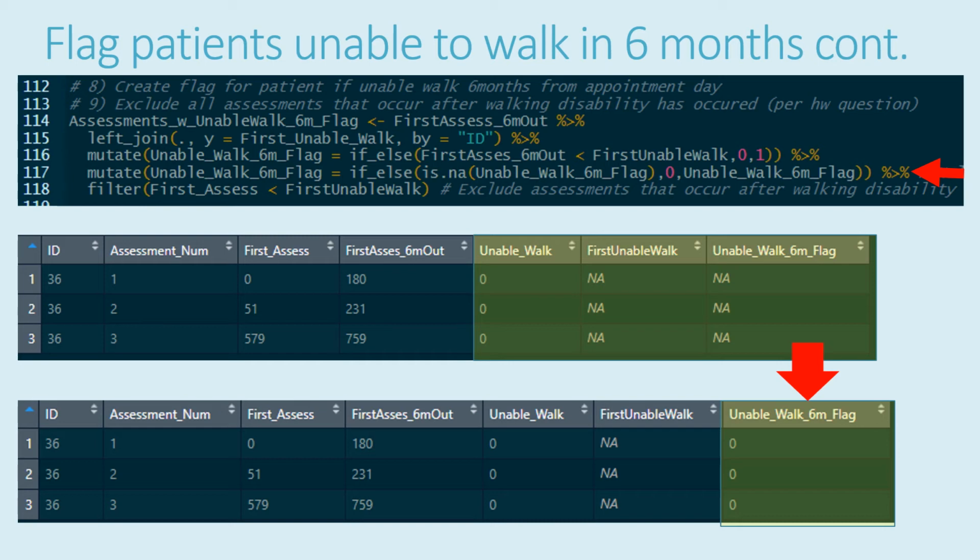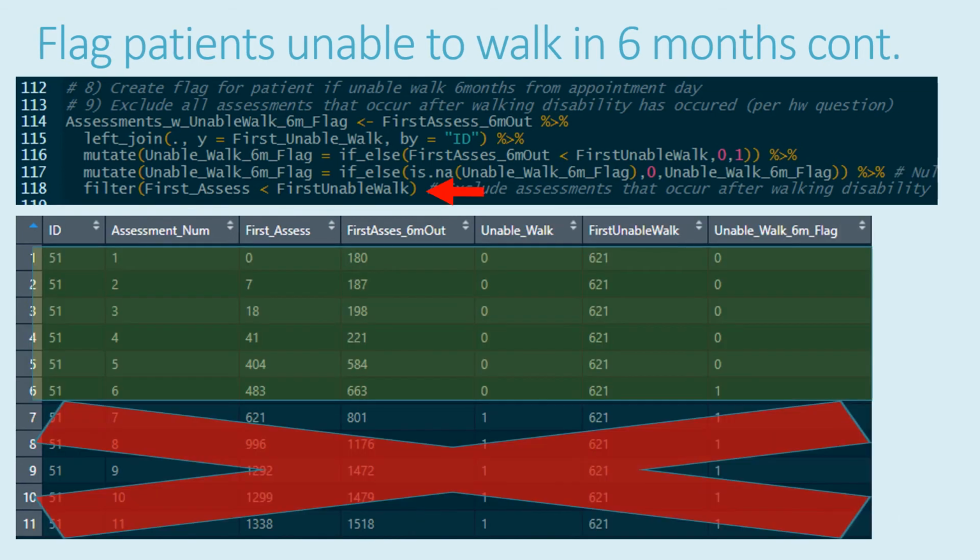We then have to account for any instances where unable walk 6-month flag is null. As a reminder, this occurs because the patient was able to walk the entire time of the study period. Patient 36 is a good example of this scenario. Additionally, the assignment specifically asks us to exclude all assessments that occur after the walking disability has occurred. I took care of this request by filtering on records where the first assessment was less than the first time they were unable to walk. This will also exclude patients that were unable to walk on their very first assessment.